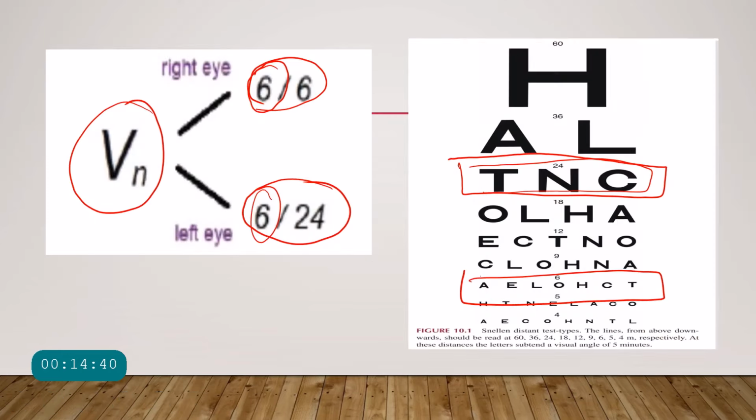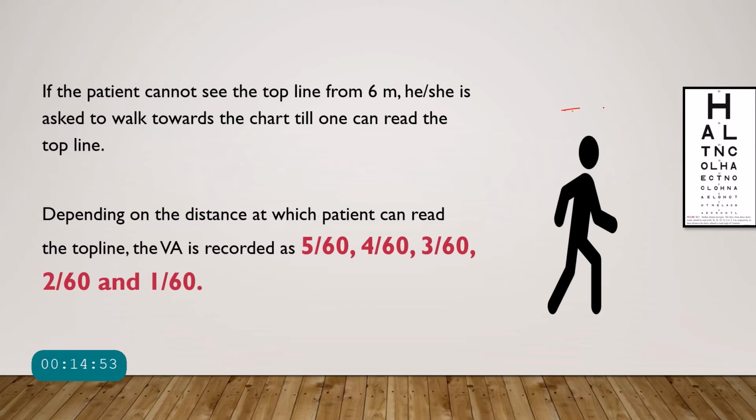Now, what if the patient is not able to see this line as well? If the visual acuity is 6 by 60, fine. But what if the patient tells you that he cannot see even the topmost line? Then you ask the patient to get up and walk towards the Snellen's chart till that line becomes clear. Depending on the distance at which the patient is present from the Snellen's chart, you are going to give him the visual acuity.